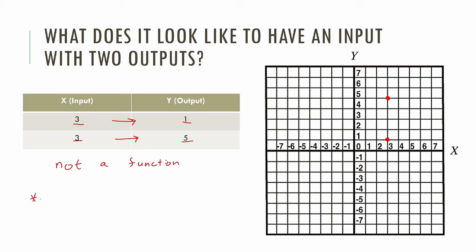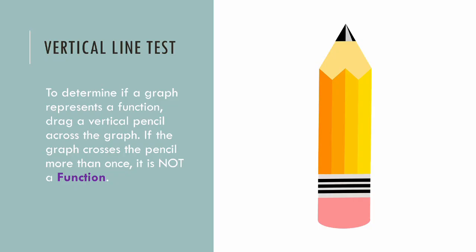So let's make a little note of that. The points are directly above each other. So we notice that when one input goes to two outputs, I have two points that are stacked on top of each other. Now, because of this fact, this gives us a very easy way to identify a function from a graph, and that's called the vertical line test. To determine if a graph represents a function, you're going to drag a vertical pencil across the graph. If the graph crosses the pencil more than once, it is not a function.